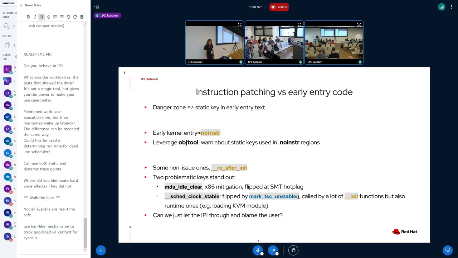And the other one is for the TSC, which I really know not a lot about, but as I understand, pretty much any time at runtime, it can be marked as unstable. For instance, if you load the KVM module, and that ends up flipping the static key, and then you're screwed because that's in early entry code.